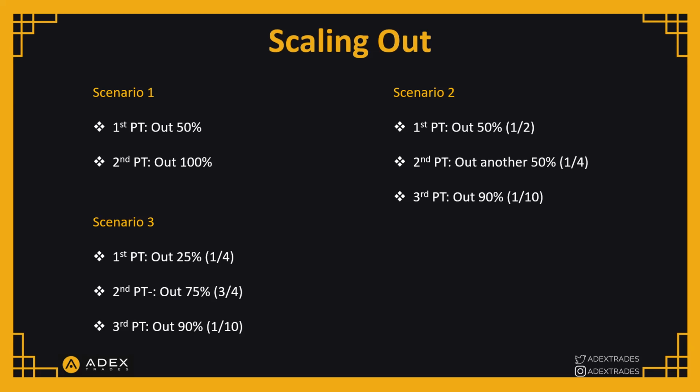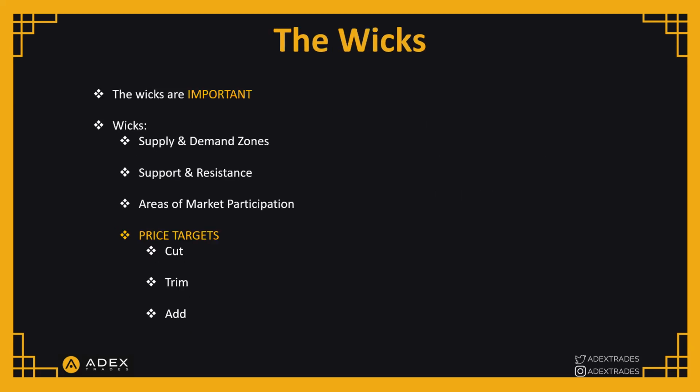Okay, all right. So now I'm going to be talking about the wicks. The wicks are essentially how I make my price targets. So the wicks are very important. The wicks indicate supply and demand zones. They indicate support and resistance levels. They indicate areas of market participation, and they also are price targets.